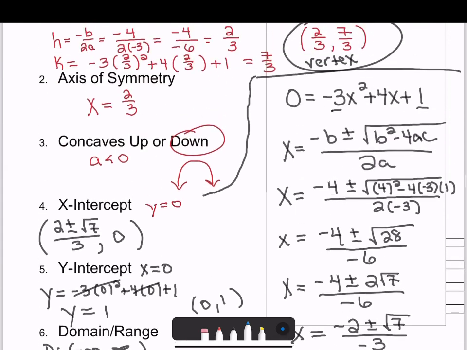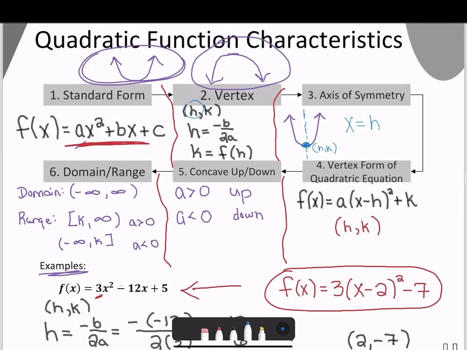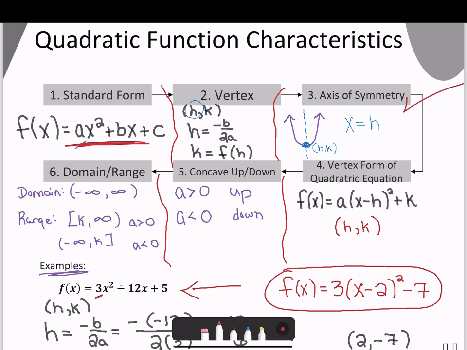But that sums up my video. I hope that wasn't too long. But this right here is really the main thing you need to know. You need to know how to go from standard to vertex form, and then you got little things here and there that you may need to know, like the axis of symmetry, concave up or down, domain and range. And all of that can be found once you find the vertex.